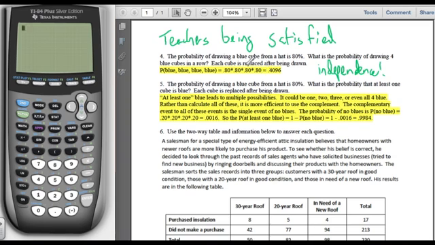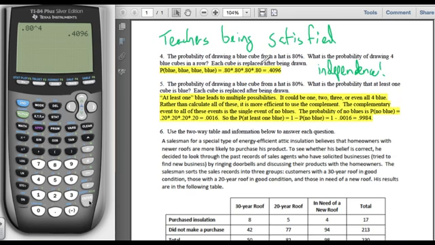So 0.80 times 0.80 times 0.80 times 0.80 is 0.4096. You could also say this is 0.80 raised to the fourth power to get that 0.4096. Number 5 is directly related to this question.